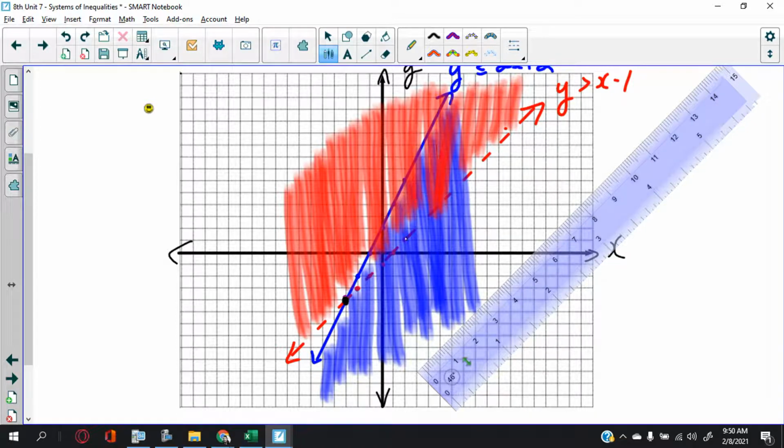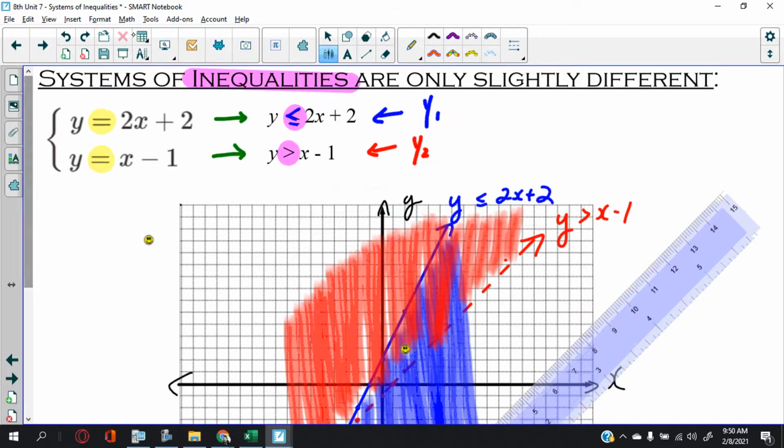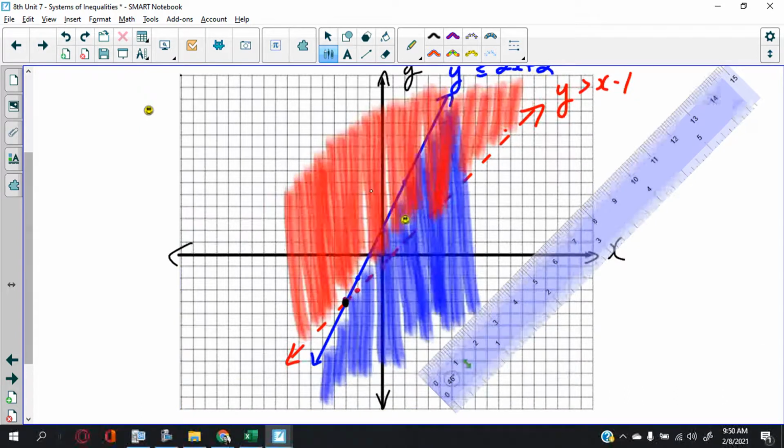Is this the solution here? Let me see. Is it 2, 3? 2 over 3 up. I hope you guys can see this. Is this a solution of the systems of inequalities? So again, listen carefully. Is this point (2, 3) a solution to the system of inequalities? Yes. Why? Because this is right in the section where they both were shaded in. Got that?